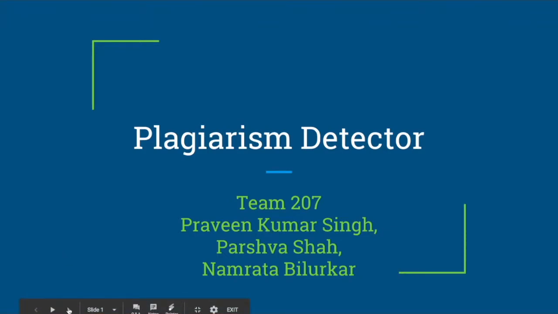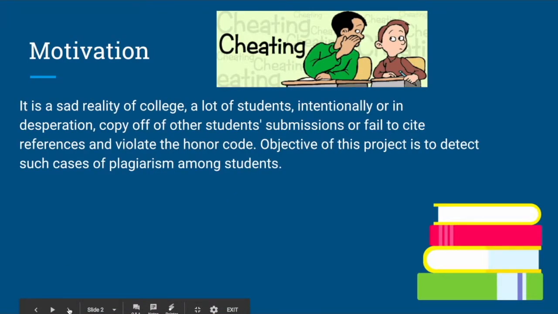The objective of developing this project is that every semester, several students in college violate the course honor code and end up committing plagiarism, be it intentionally to reduce their workload or in a state of desperation. The violation occurs nonetheless. We are here with a solution to help the course staff detect such cases of plagiarism within the submissions of the students and take appropriate actions accordingly.